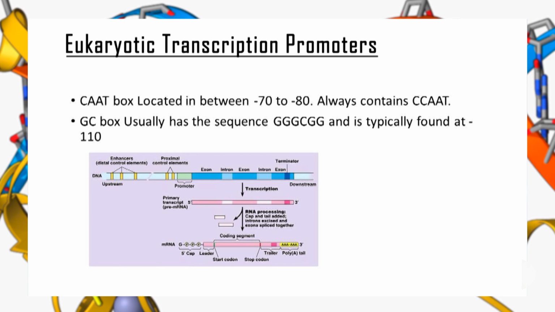Second one is the CAAT box, located between minus 70 to 80, which always contains CCAAT. The GC box usually has the sequence GGGCGG and is typically found at minus 110.